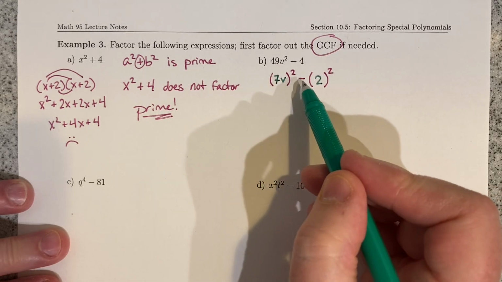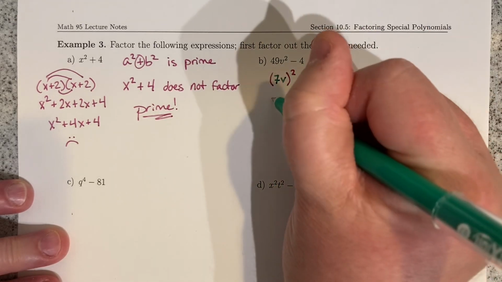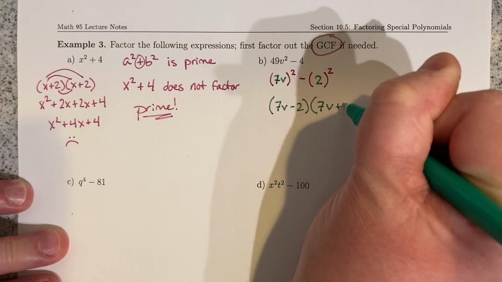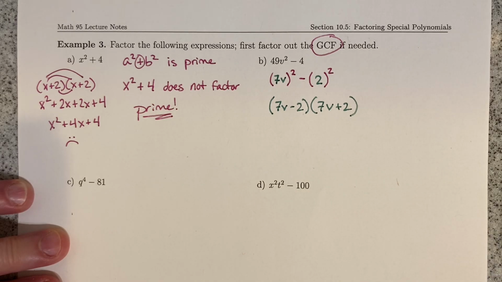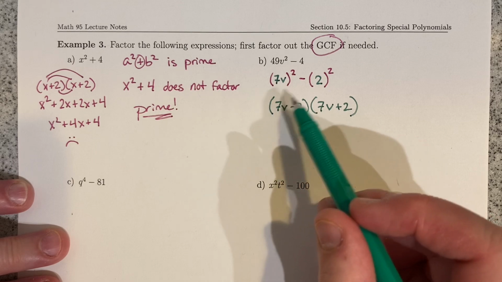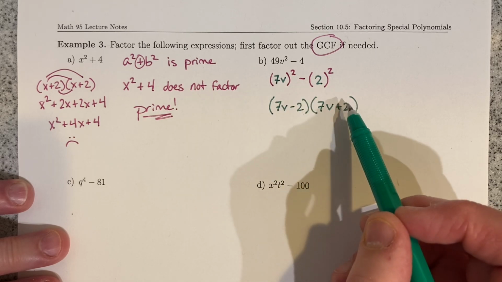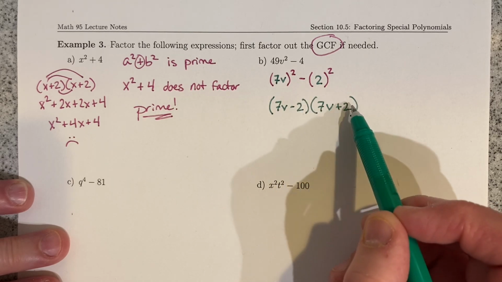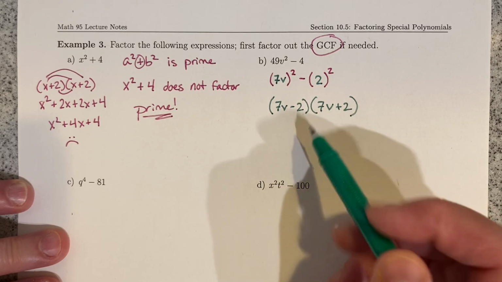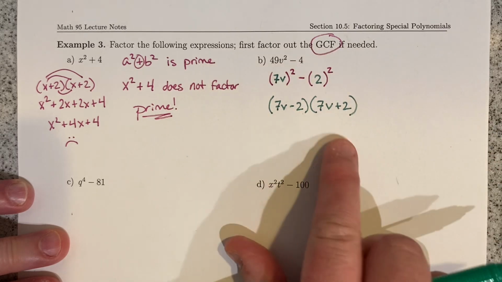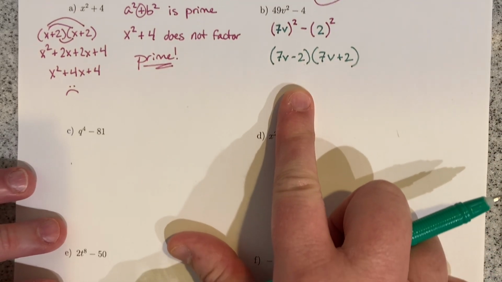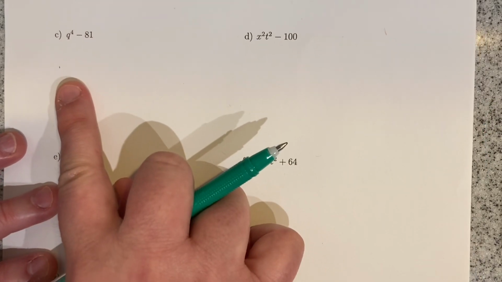Once we have it as a difference of 2 squares, as a subtraction, then it's 7v minus 2 times 7v plus 2. And you can definitely check it by FOILing it. Even if it's just in your head, you sort of go, oh wait, the middle's going to cancel, because 7v times positive 2, negative 2 times 7v, we get plus 14v, negative 14v. That's why we don't get a middle term in this one. Nice.